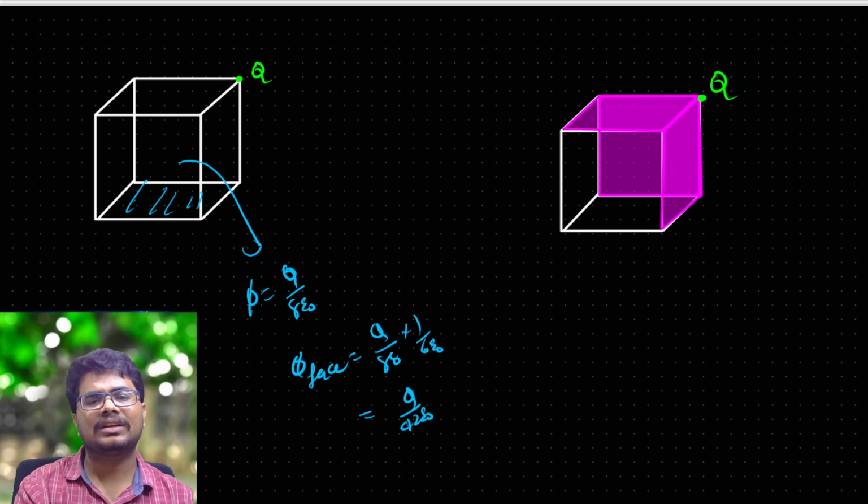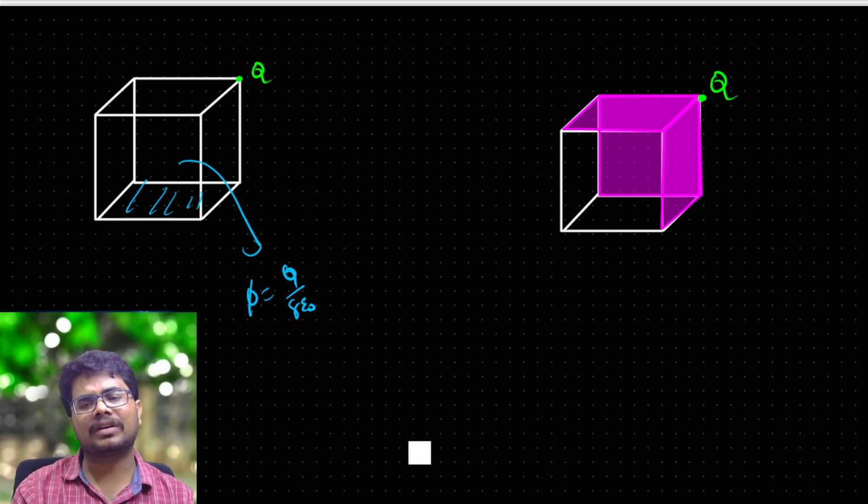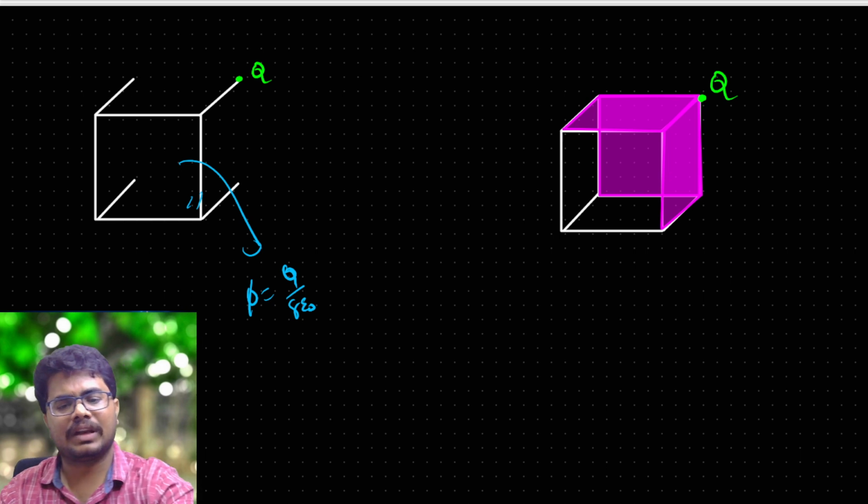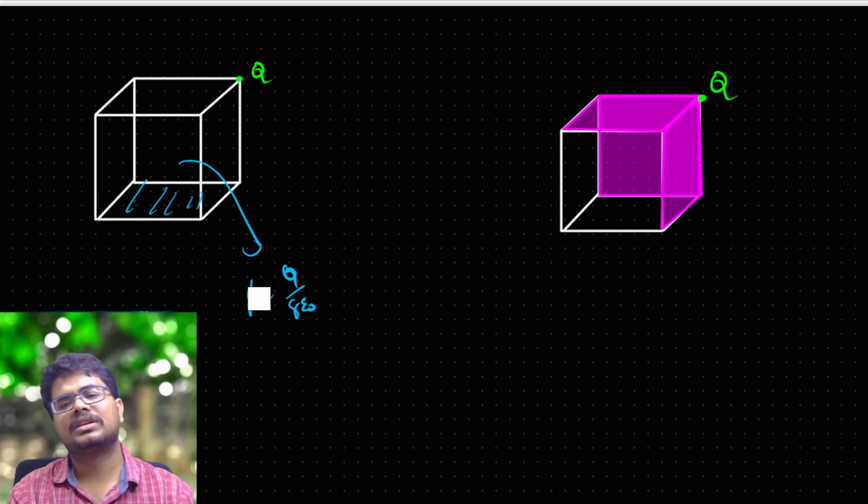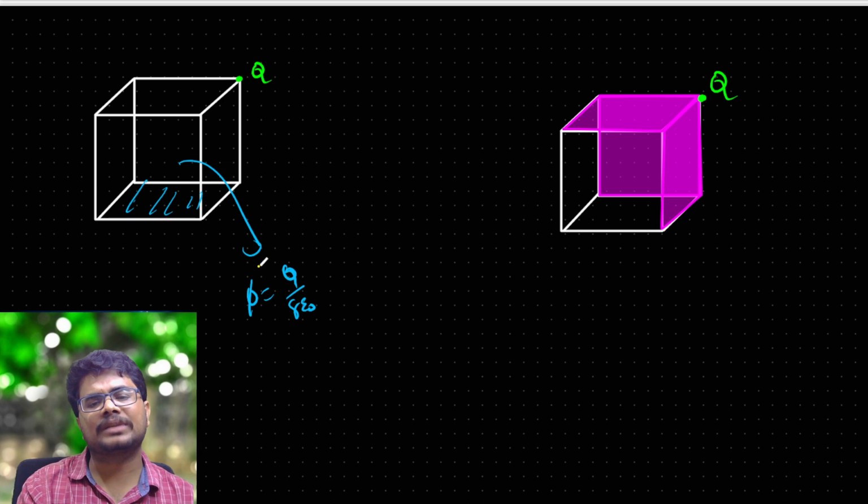So what is wrong in this, sir? It is a perfectly wrong answer. First I taught you the wrong answer, how a student will make a mistake. Why is it wrong? Let me check here. The total flux is Q by 8 epsilon naught.